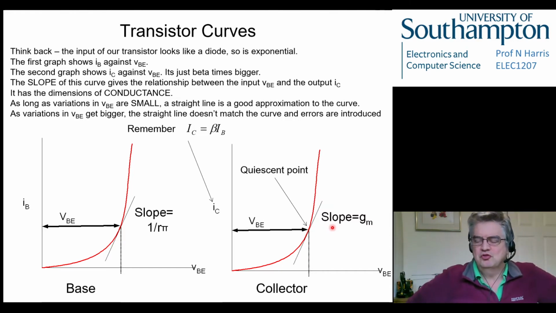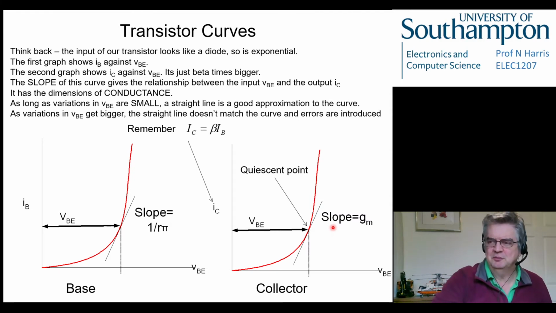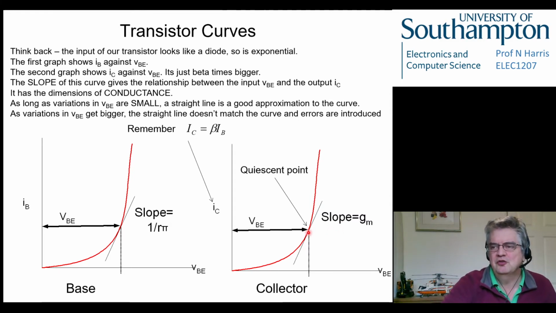It's not, strictly speaking, a direct implementation of Ohm's law anymore. We're saying that this conductance is just the relationship between the rate of change of VBE and the rate of change of IC. So it's just the differential, the slope of this curve at a given point.